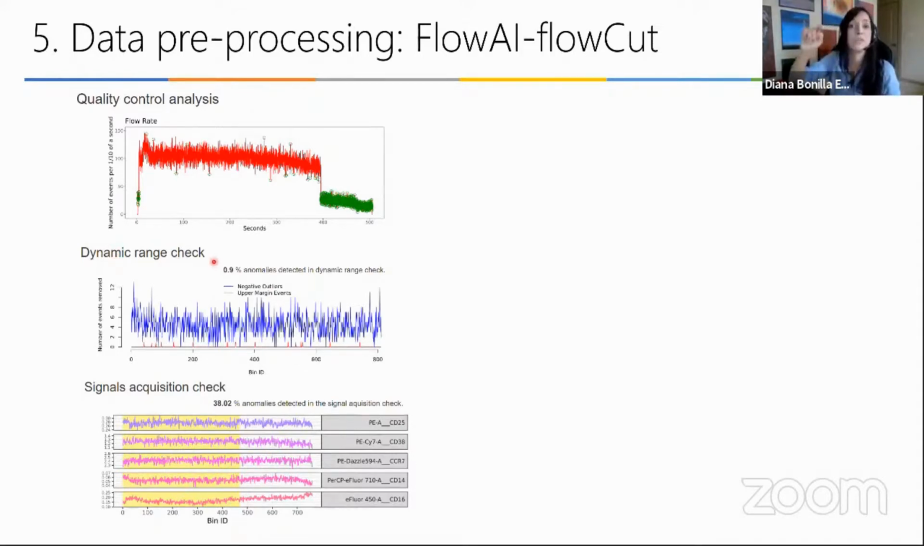You can also exclude those events that are in the upper margins of the plots, very bright events that are also anomalies. And the algorithm will allow you to evaluate signal acquisition for every detector, every fluorochrome. If there are areas where that signal is fluctuating, they can also be excluded depending on your settings.